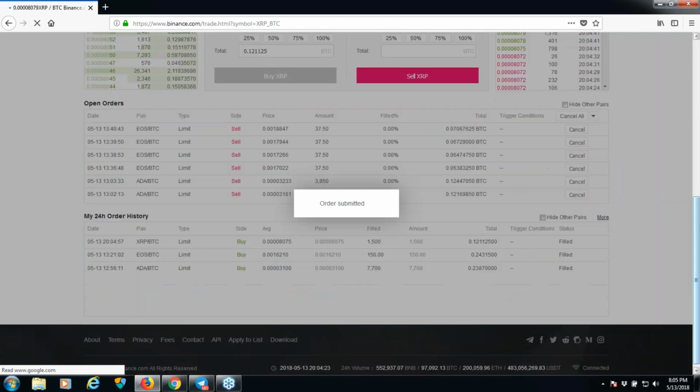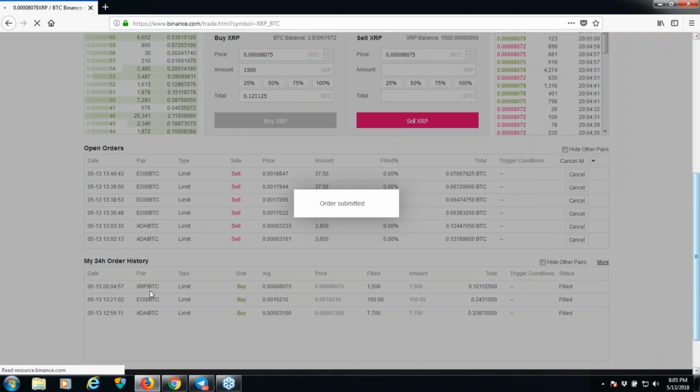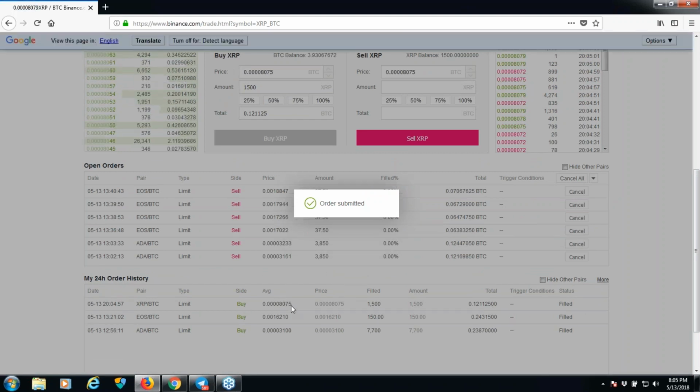We go down to my orders. See here, open orders, and then my 24-hour order, and I've bought 1,500, and it's 100% filled, and it's a filled order. So I bought them at 8075. Now let's refresh that screen. Now I'm going 8075. Remember that.